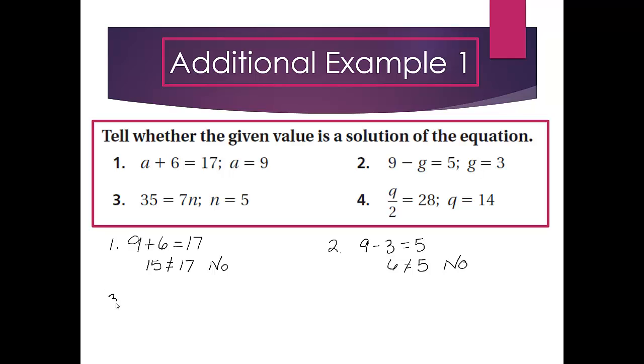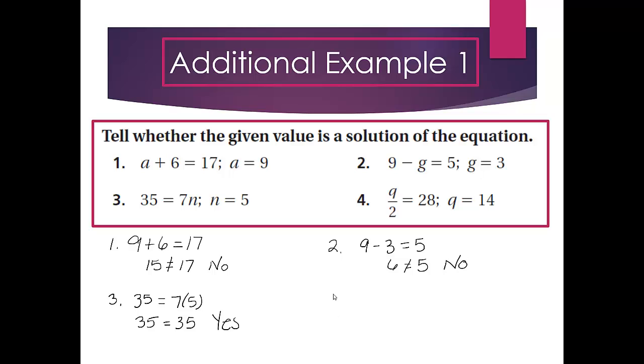For number 3, we have 35 equals 7n, and we want to see if n can equal 5. So we're going to take this 5 and substitute it in for n. So we have 35 equals 7 times 5, which is 35. Since 35 equals 35, we know that this is a solution. So n equals 5 is a solution to 35 equals 7n.